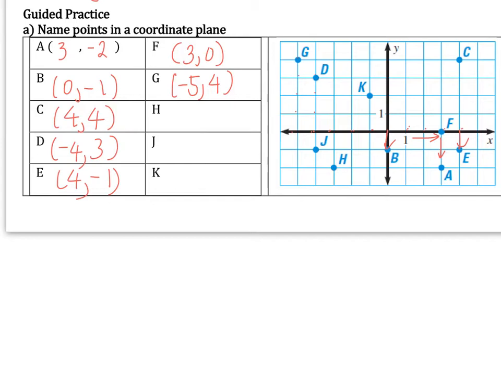Point H, 1, 2, 3, -3 units to the left, and then 2 units down, so -2. Point J, 1, 2, 3, 4, -4 units to the left, and then 1 unit down makes -1. And point K, -1 unit to the left, and 2 units up, -1, 2.